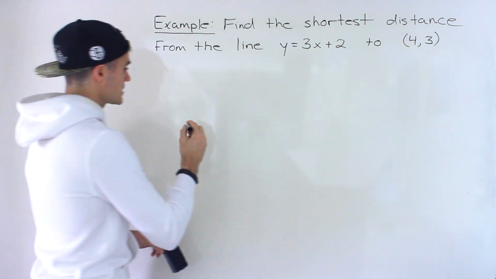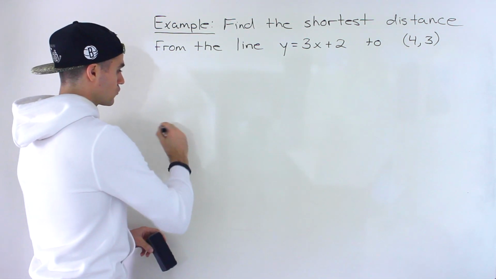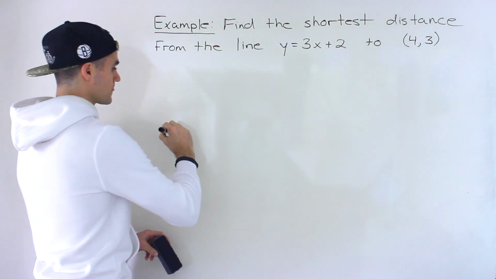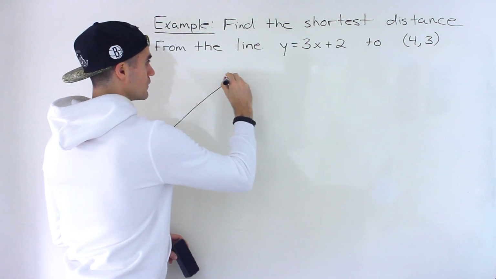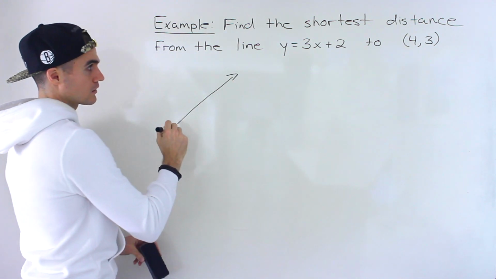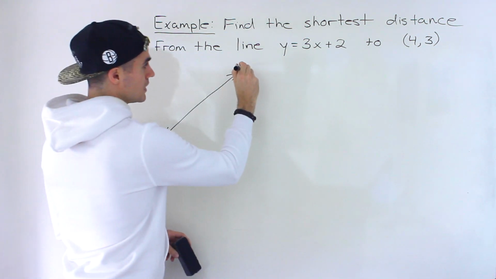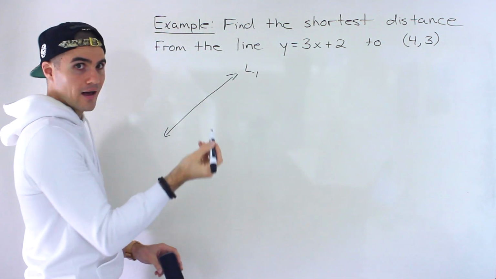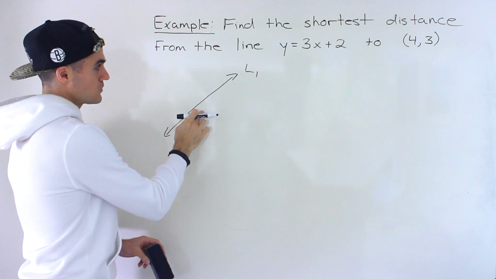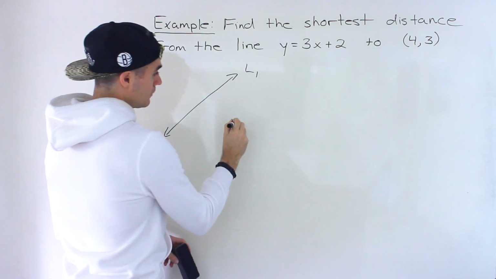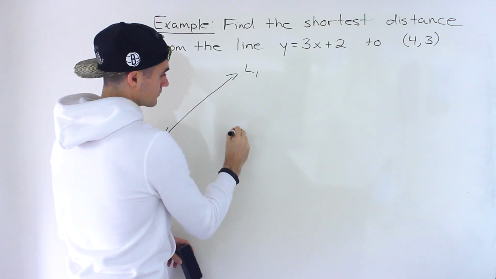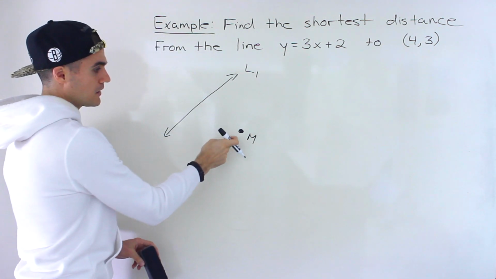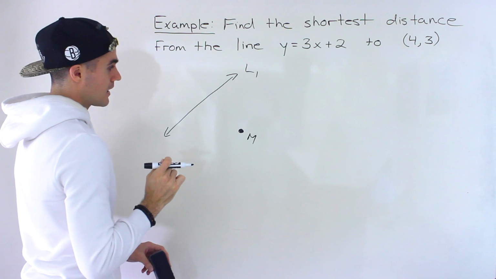Now, before getting into this specific example, I want to write out the intuitive steps that we're going to go through. So let's say that we have this line over here. In this case, it's 3x plus 2, but let's keep it general for this overview. Let's call it L1. Right, so we have this line L1, and then we're going to be given a point. Let's call this point M. In this case, it's 4 and 3, but for these general steps, we'll call it M.